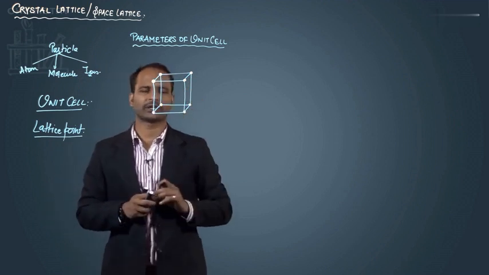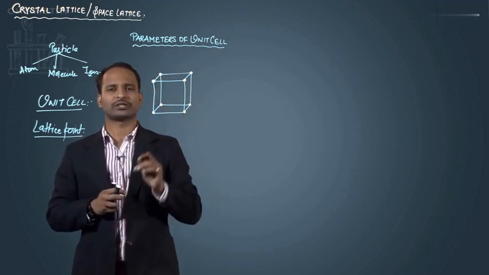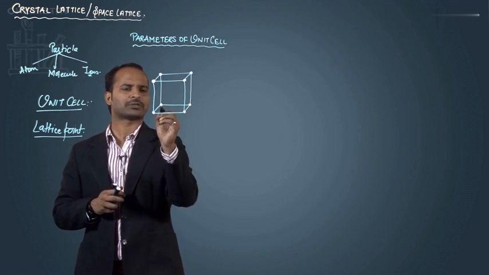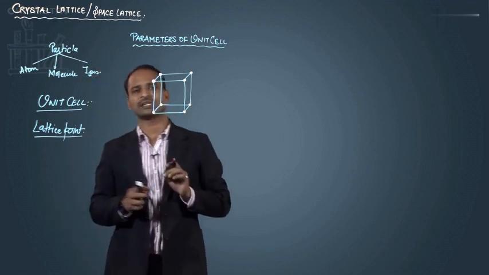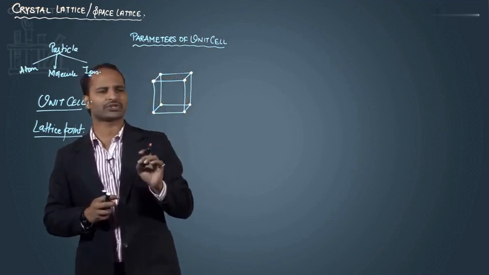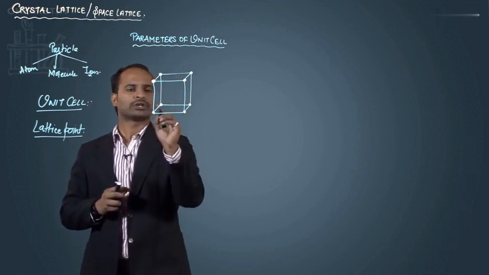You consider any one corner to get the parameters of a unit cell. Suppose I am considering this corner. At a single corner, you will come to know that 3 sides and 3 angles are forming. At each corner, the same thing is happening. So you just measure here.